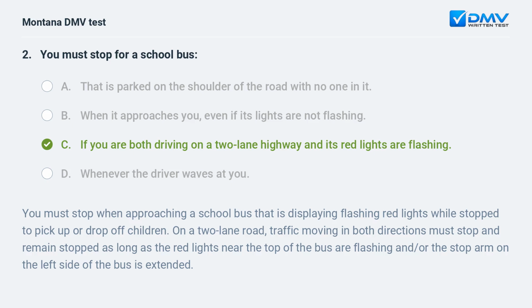C, if you are both driving on a two-lane highway and its red lights are flashing. You must stop when approaching a school bus that is displaying flashing red lights while stopped to pick up or drop off children. On a two-lane road, traffic moving in both directions must stop and remain stopped as long as the red lights near the top of the bus are flashing and/or the stop arm on the left side of the bus is extended.